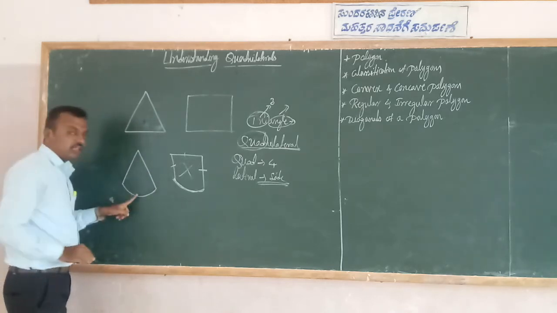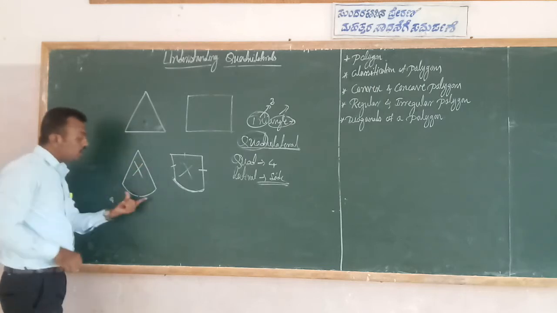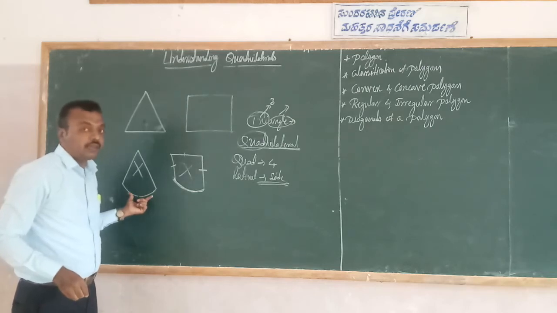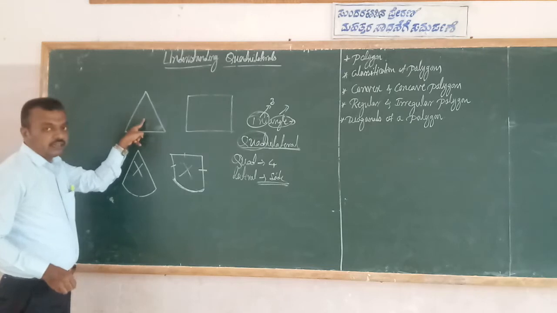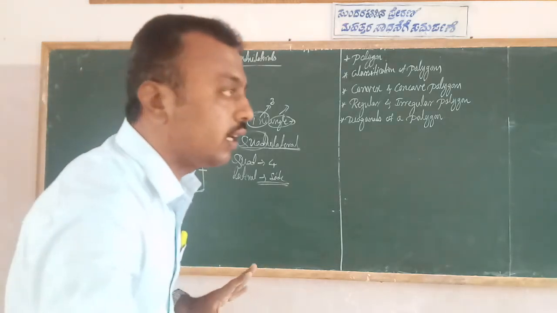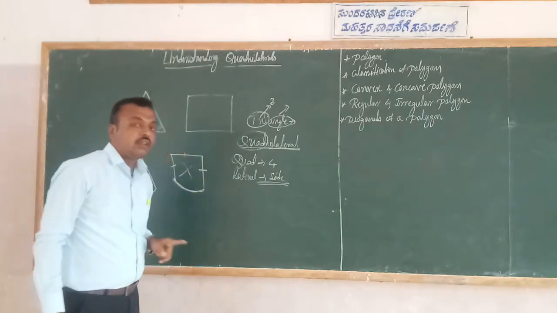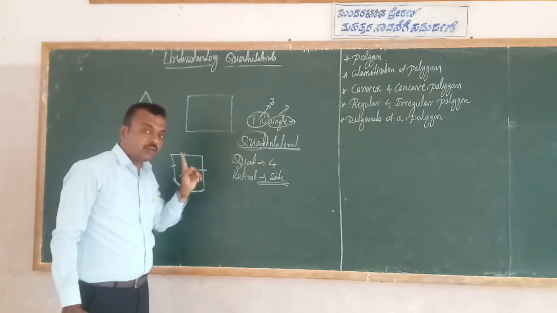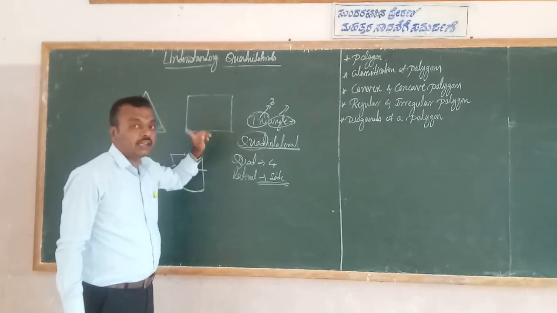Can I write like this? Is it a quadrilateral? Sorry, a triangle? No, it is also not a triangle because this side is not a linear line segment. That's why it is also not a triangle. A triangle has three linear line segments. Like that, a quadrilateral is a closed figure bounded by four line segments.